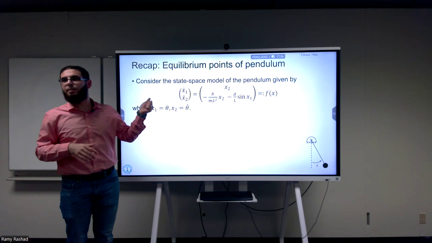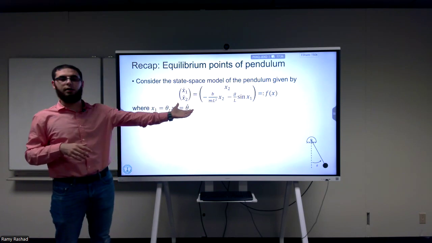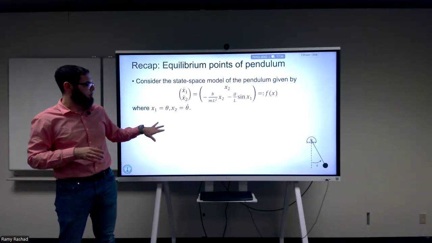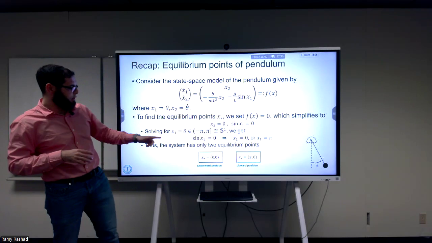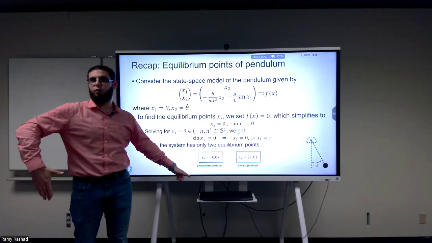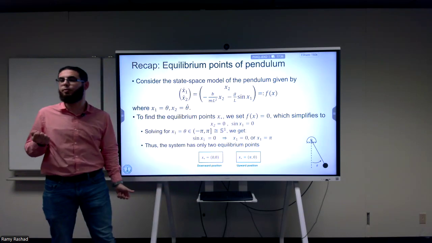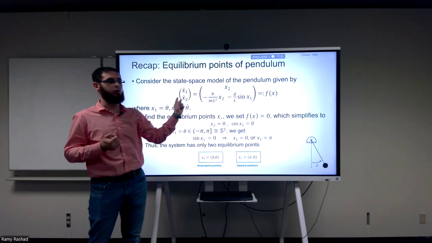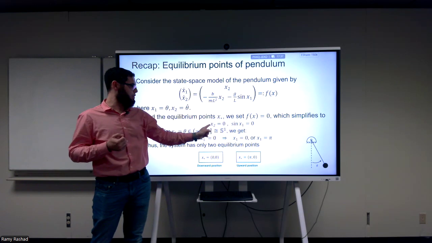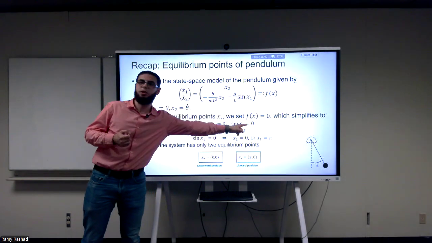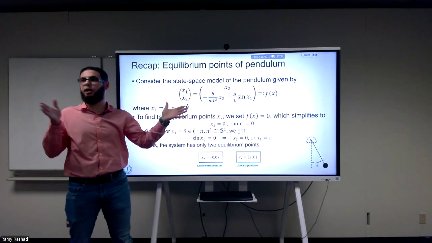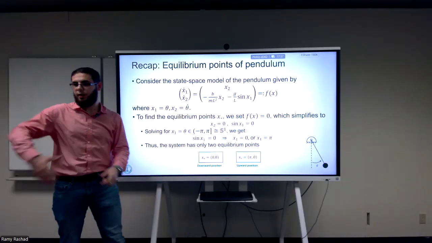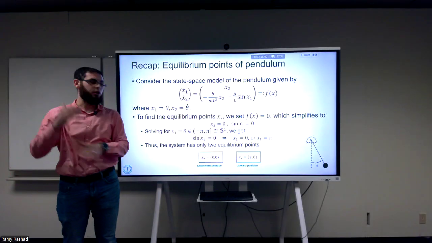We looked at the equilibrium points of the pendulum last time. These are the equations of motion of the pendulum written in state space form, where x1 is equal to theta and x2 is equal to theta dot. We showed that we have two positions, the downward position and the upward position. These are the two equilibrium points. We derived them by solving x1 dot equal to 0 and x2 dot equal to 0. The first says x2 is equal to 0, and the second says that sine of x1 is equal to 0. Inside the region from minus pi to pi, you have x1 equal to 0 and x1 equal to pi, which are the downward position not moving and the upward position not moving.